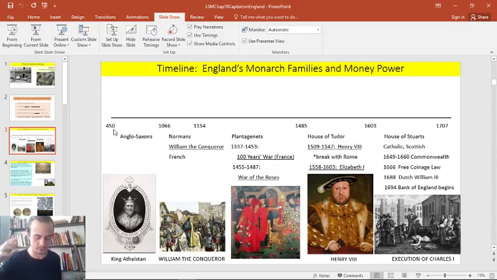So, jump back, maybe go watch The Tudors again real quick on Netflix, and let's jump back to the days of Henry VIII. England was a Catholic nation until Henry VIII broke with the Roman Church, of course. He was in love with Anne Boleyn, and he wanted the Pope to grant him a divorce.